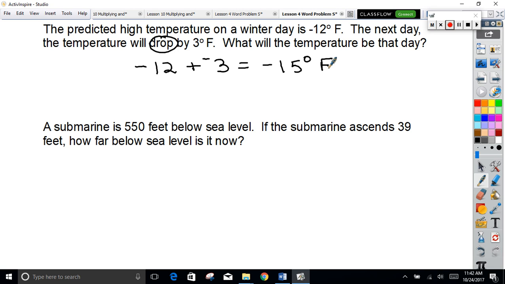Okay, next problem. A submarine is 550 feet below sea level. If the submarine ascends 39 feet, how far below sea level is it now?